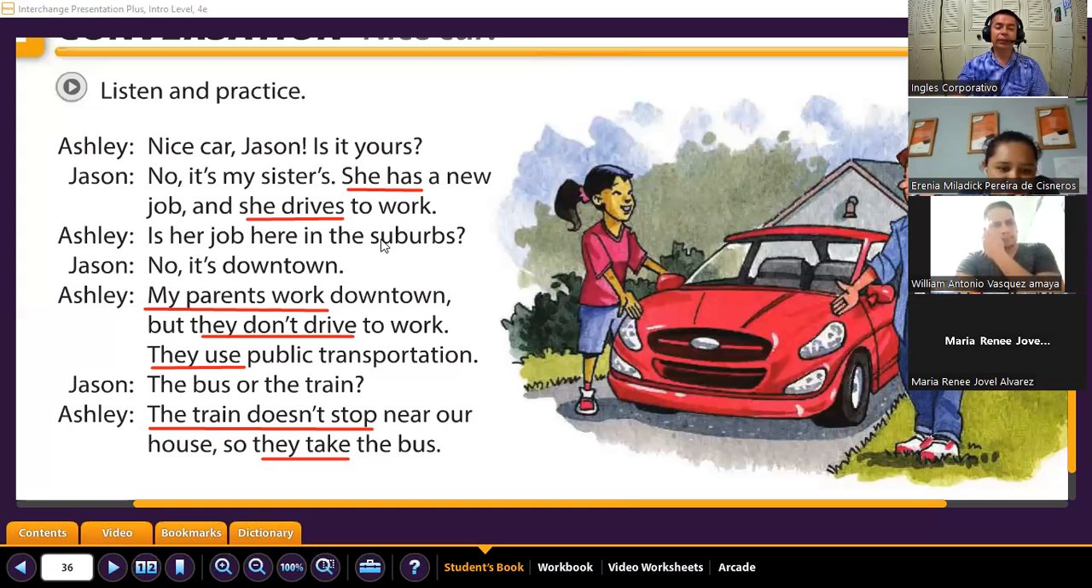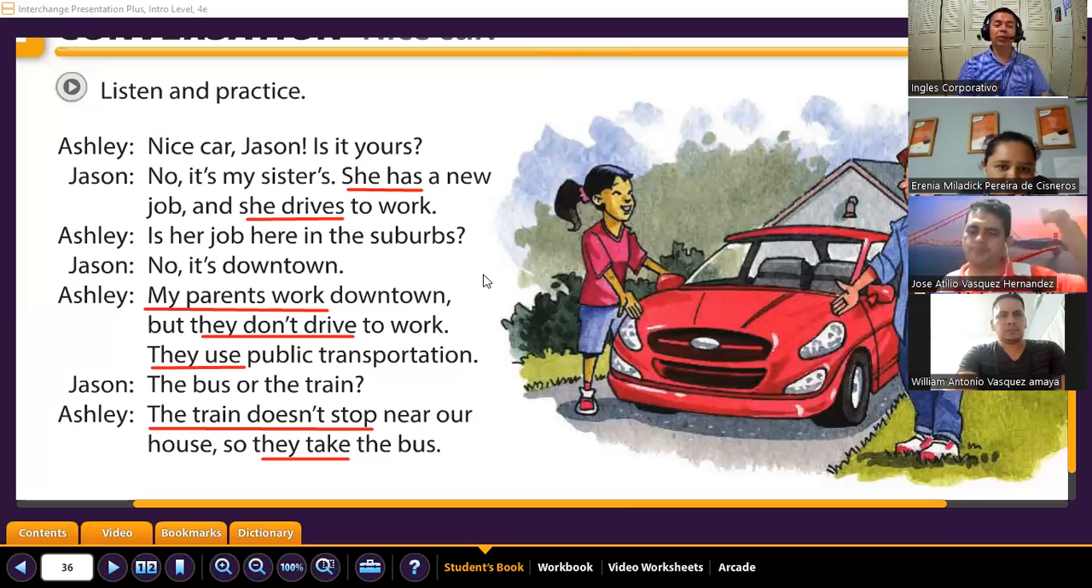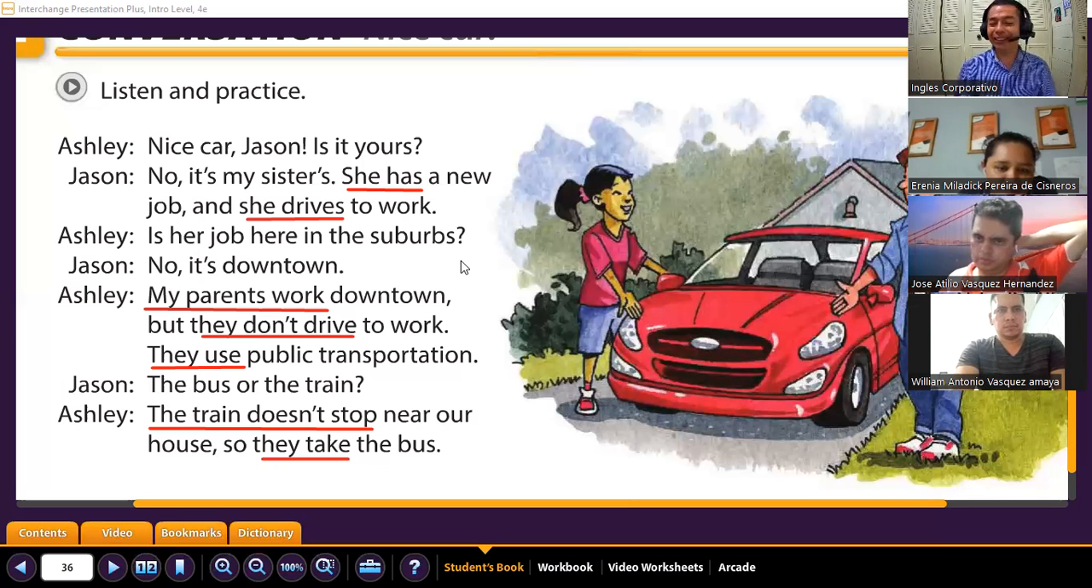Now notice the sentences. These are in simple present, right? And pay attention to the subject and the verb. She has a new job. What is the subject? She. What is the verb? Has. The subject is she and the verb is have. Notice that we don't say she haves, right? It's irregular. So we say she has.